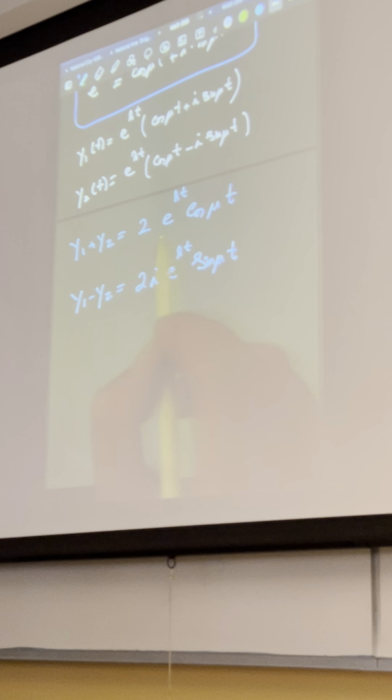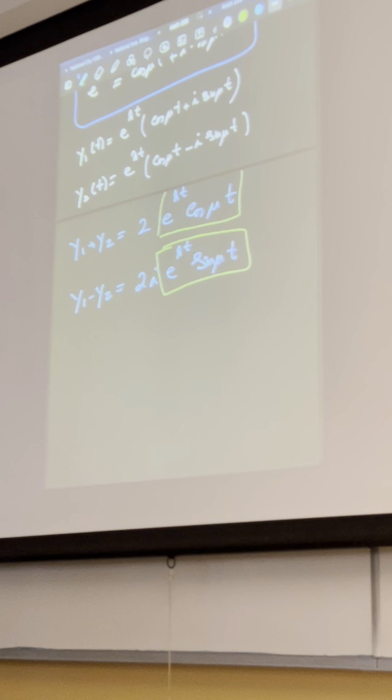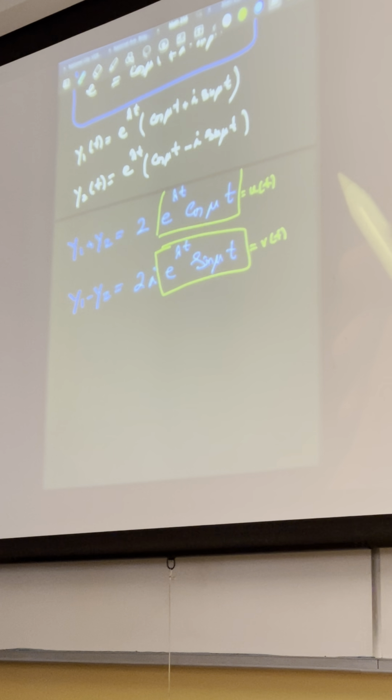Okay, this is what I was talking about. Take this and take that as your two new solutions. What are these two? The 2 and the 2i are just coefficients. So drop them out. It's going to come back into the C when you calculate the C. So you can just get rid of them. Take this as your new solution u of t and v of t, as your two new solutions.